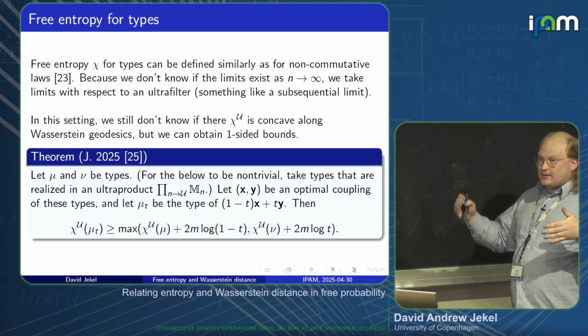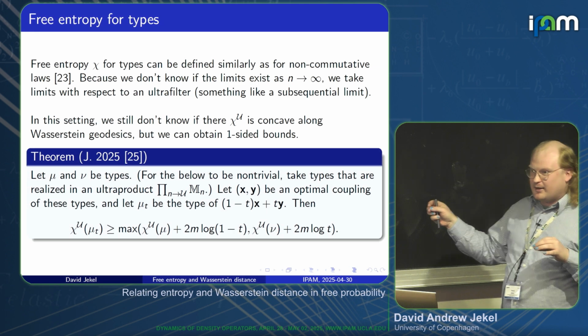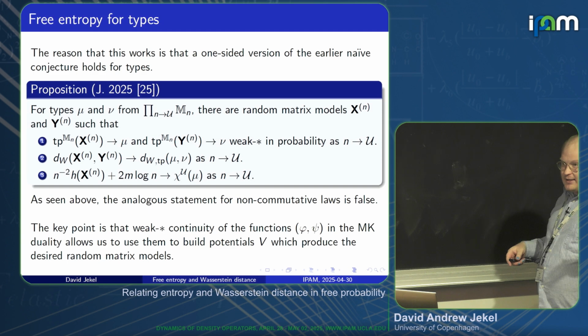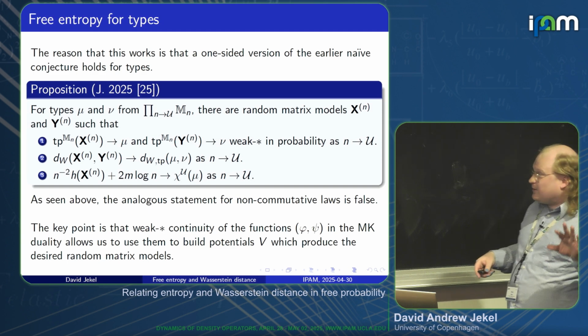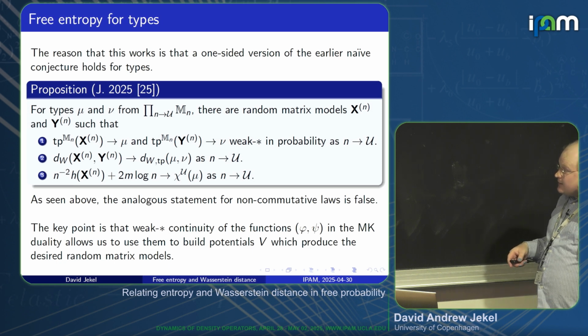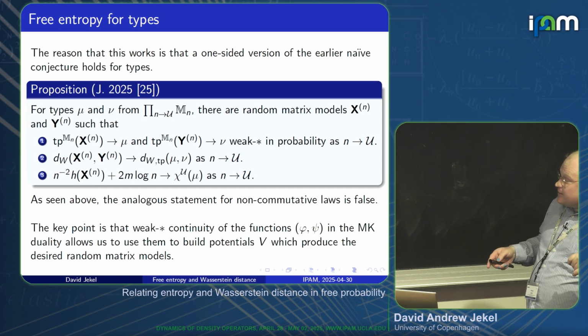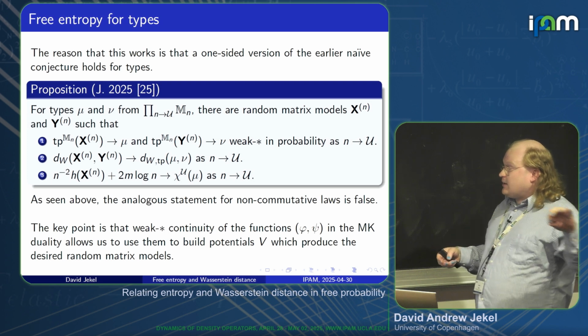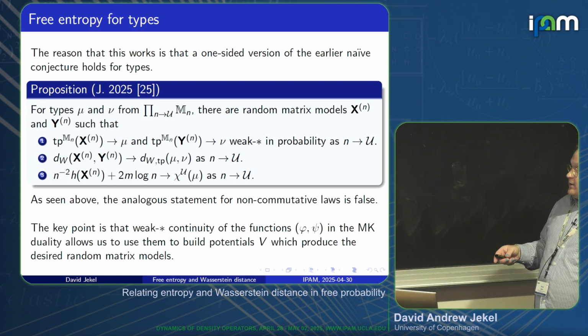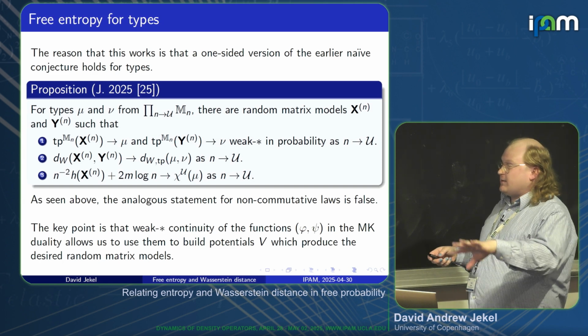But it's one-sided. It's a lower bound in terms of the left endpoint and a lower bound in terms of the right endpoint. And the reason it works is because the naive conjecture that I wrote before does actually work in the one-sided form in this case: you can find matrix models where the types converge in probability to the specified types, the Wasserstein distances converge, and the entropy of one of them converges.